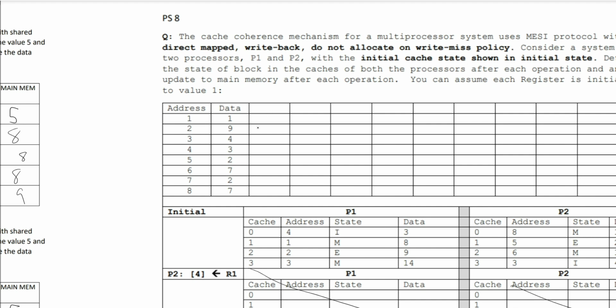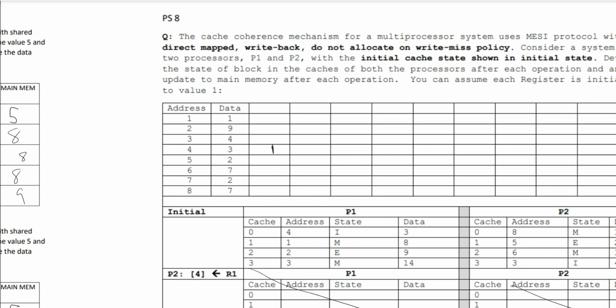And then we can update address 4. The data becomes whatever was in R1. Do I know what's in R1? Oh, just R1, right? Because all of the registers have values of 1. So this becomes a 1. This is after this instruction.